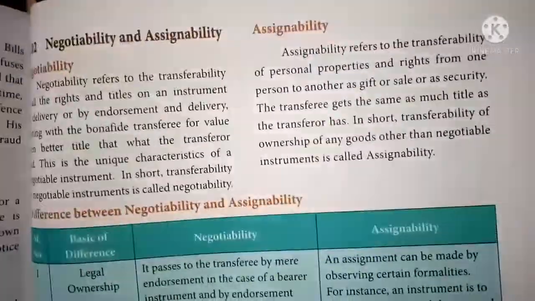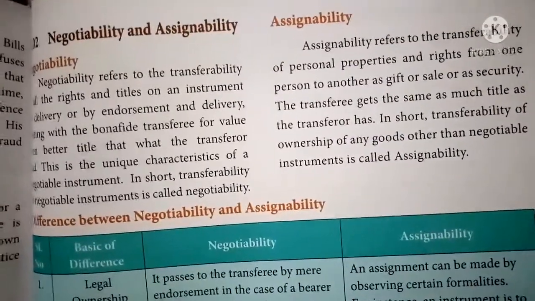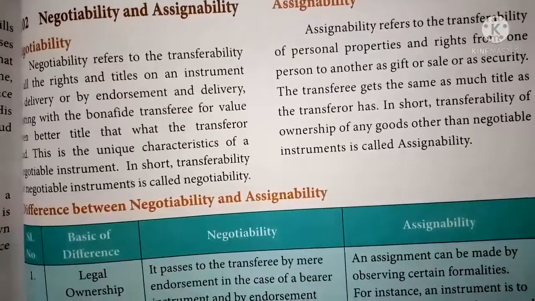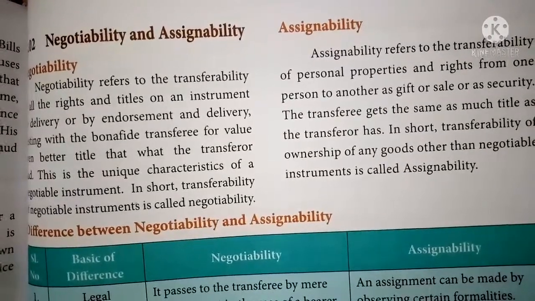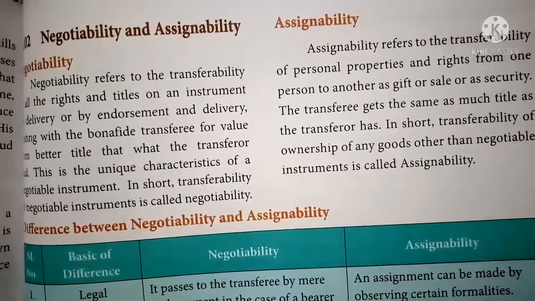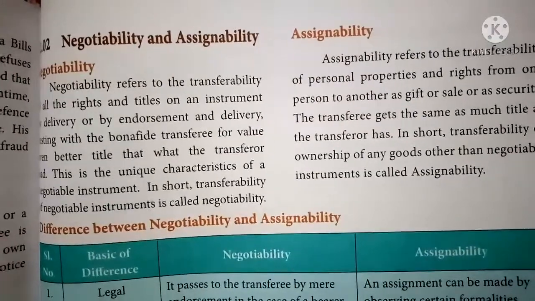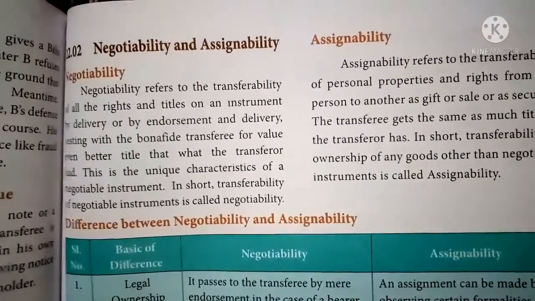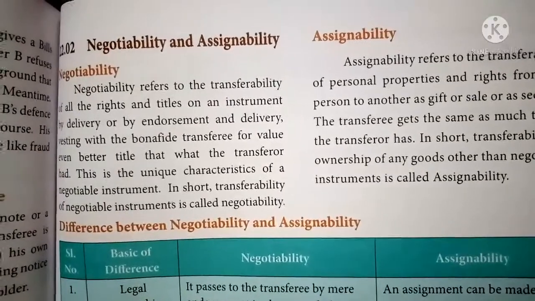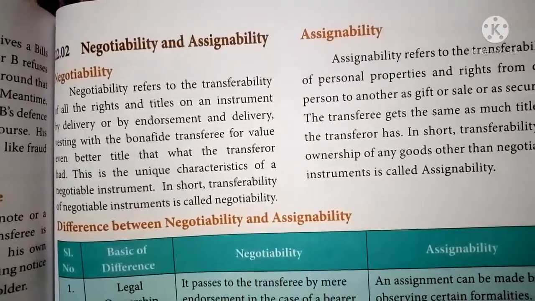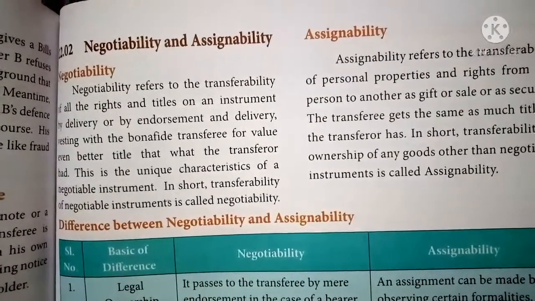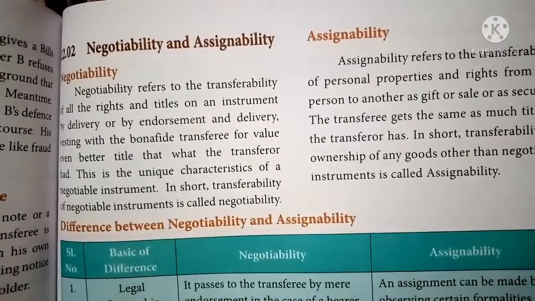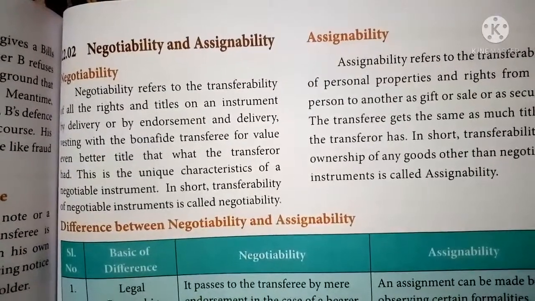Next, negotiability and assignability. Negotiability refers to the transferability of all the rights and title in an instrument by delivery, or by endorsement and delivery, vesting in the bona fide transferee for value even a better title than what the transferor had. In short, the transferability of a negotiable instrument is called negotiability.